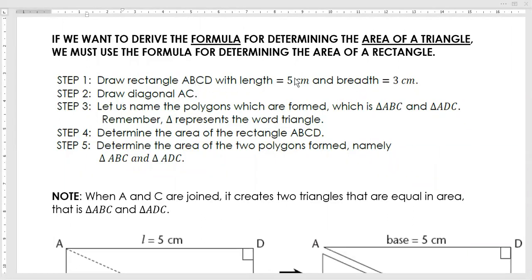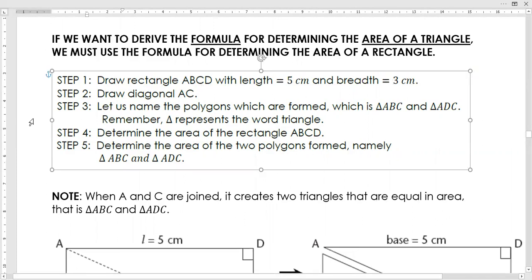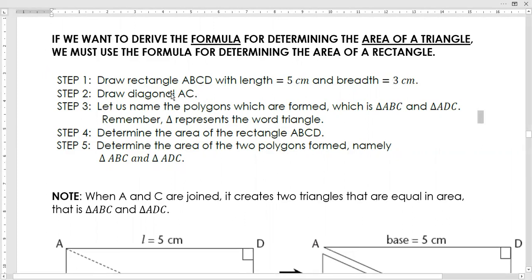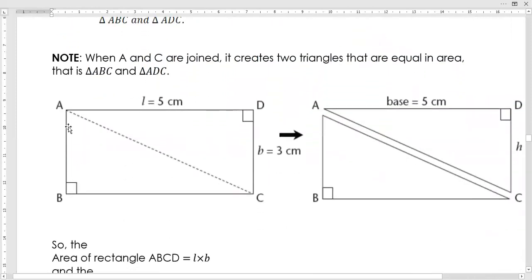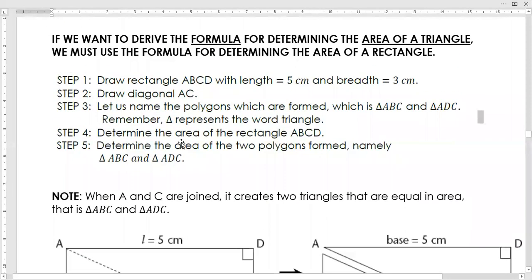You can use 5 and 3 centimeters, doesn't matter how many. Okay, you draw a diagonal through the middle. So that means you're going to split the rectangle in half. And that is going to create the two triangles. So you're going to have triangle ABC and triangle ADC.